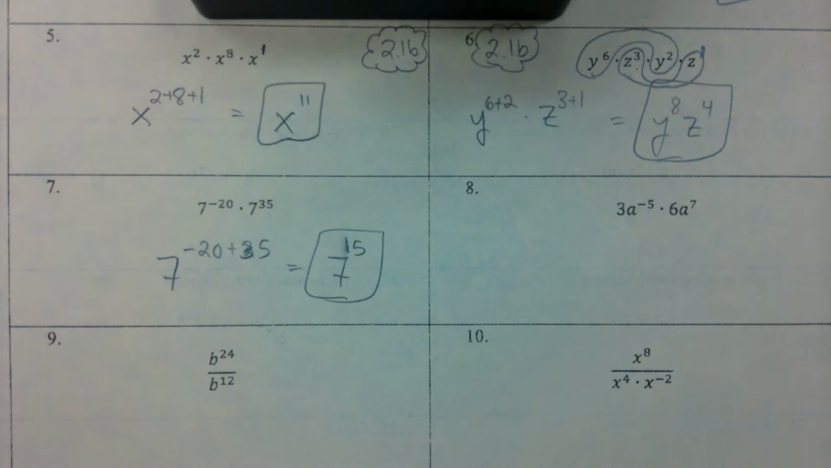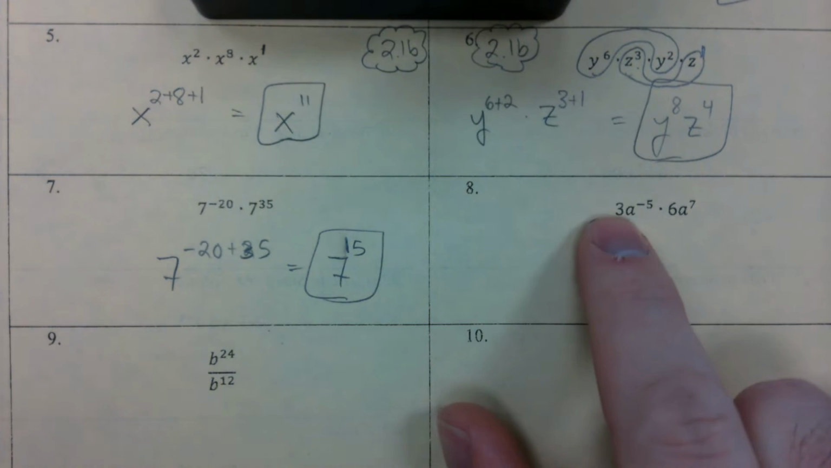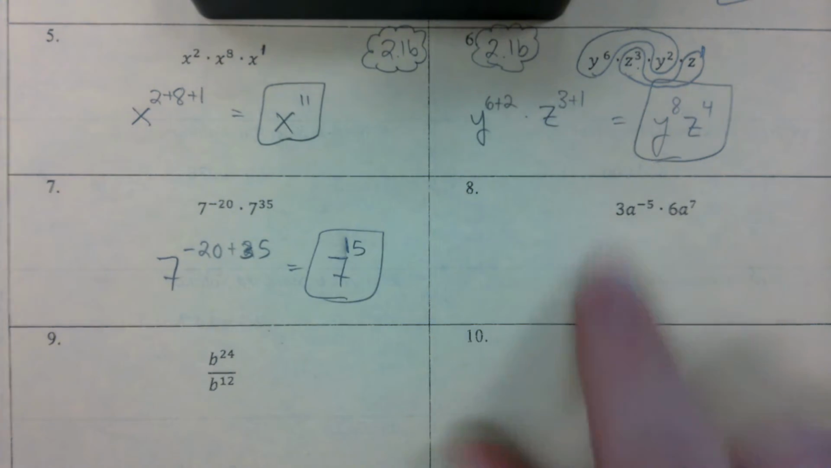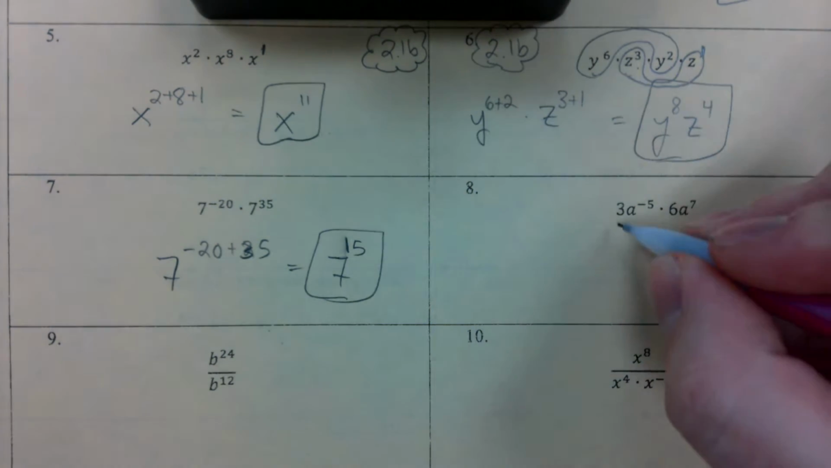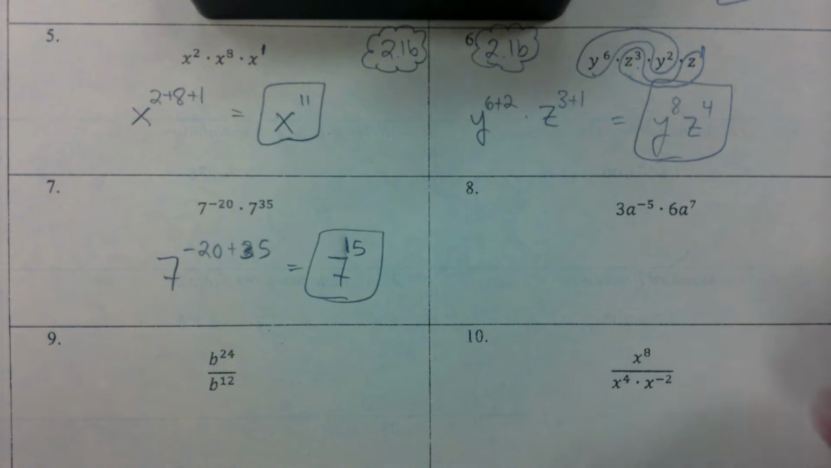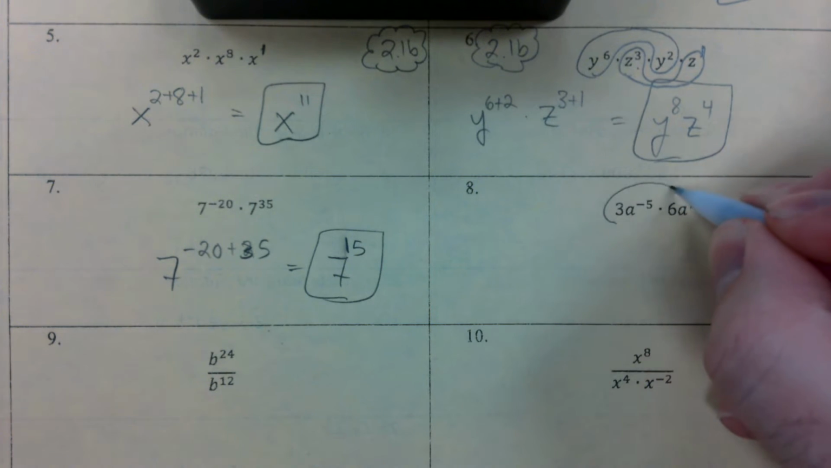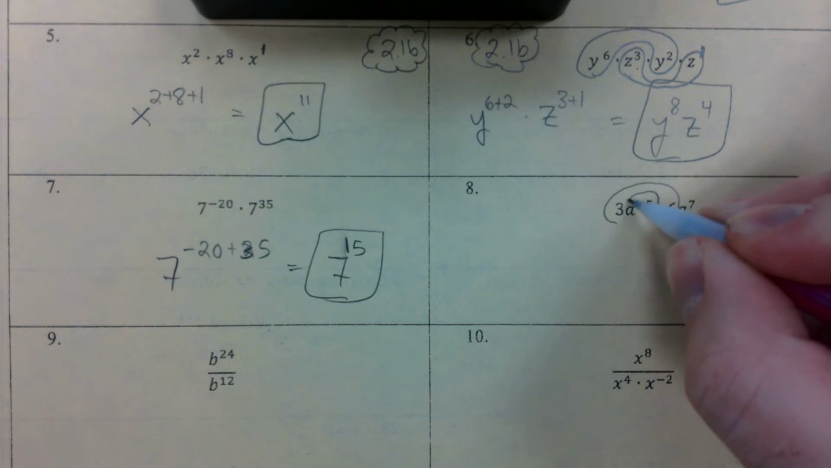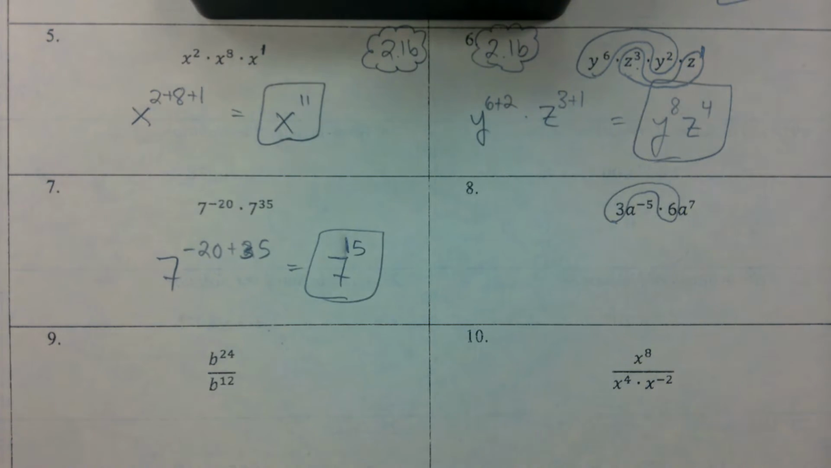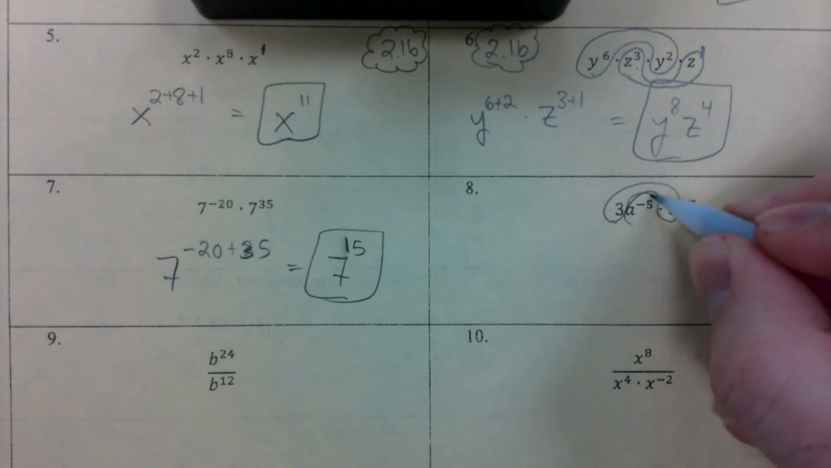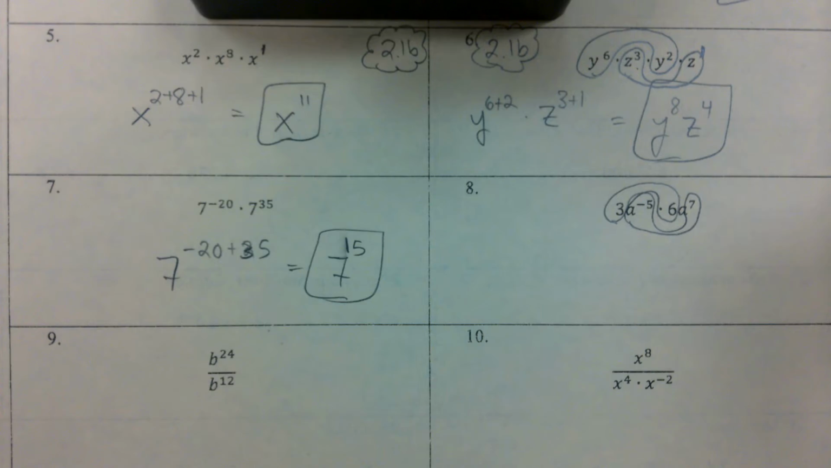Now with number 8, is 3 our base or is a our base? a is our base, right? 3 is just the coefficient for our base. So what we're going to do is, just like with number 6, we're going to group up what we can combine. We can combine 3 times 6. And we can combine a to the negative 5th times a to the 7th.